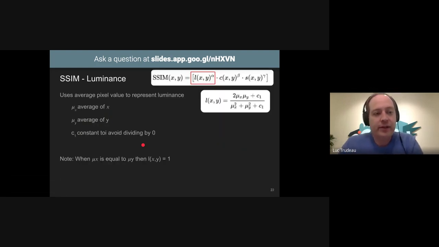So let's start with luminance. Luminance, that makes sense. We've talked about it before. The intensity in an image can actually have an impact on how we perceive it. So what SSIM is going to do is go over the image in blocks of maybe 8 by 8 or 11 by 11, depending on the implementation. And it will compute the average of the intensity, and it will just compare these two together. It does it this way here.